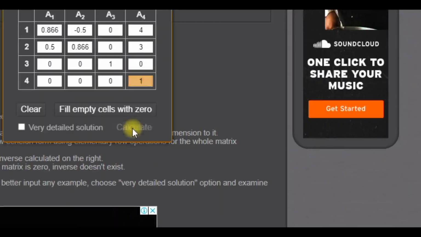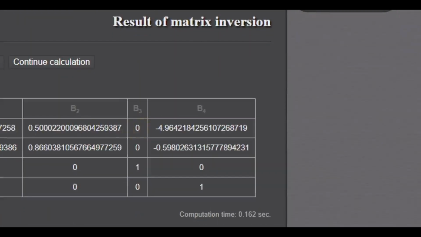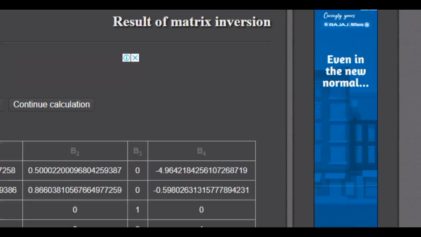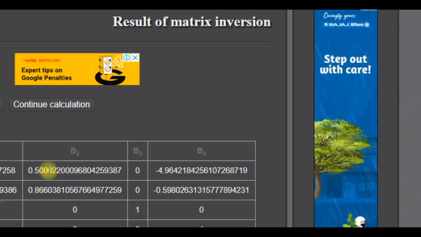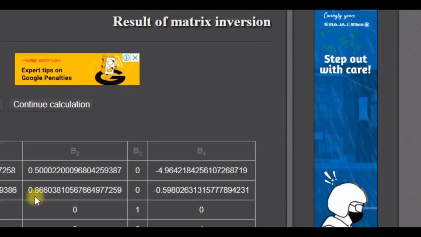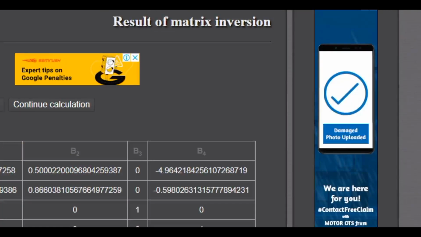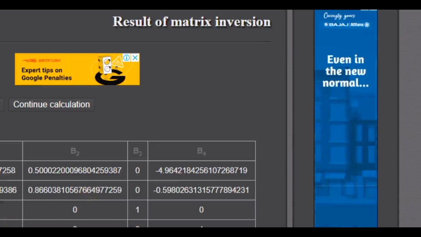So I just calculate it. So look at, this is the value. Actually we approximate it, that's why it is 0.866, and the minus becomes 0.500, and it is 0.500 and 0.866. So I say that this portion is nothing but the row becoming column and column becoming row.